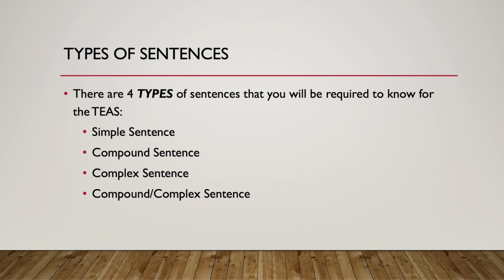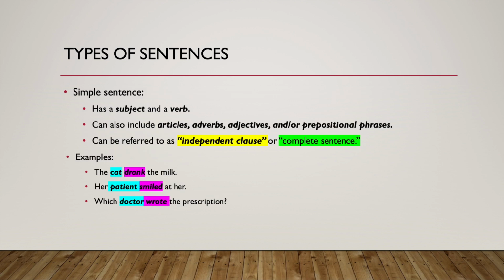There are 4 types of sentences that you will be required to, I say to know, but really to identify for the TEAS. A simple sentence, a compound sentence, a complex sentence, and then a compound complex sentence. Let's see if I can break this down for you. So, a simple sentence, again, that's what I had referred to as a bare bones sentence. It has a subject and a verb. It can include articles, adverbs, adjectives, and prepositional phrases. Sometimes it is referred to as an independent clause, independent, which means it can stand by itself, or a complete sentence. When I work with students, I like to explain it as a complete sentence because it seems to be easier for them to understand that.